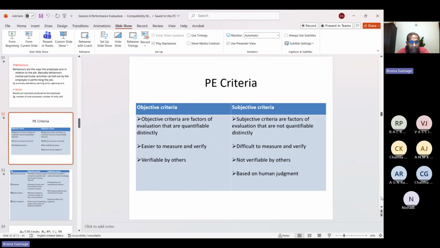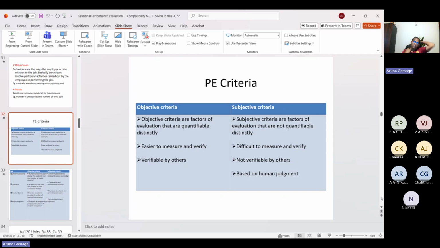So you can measure it accurately. You can count the number of units. So you can verify the evaluation of one by the evaluation of another one. If two evaluators are evaluating, most probably the evaluation will be the same, not different, right? Can calculate accurately, verifiable, right? So in case of a sales representative, number of units sold. So we can count the number of units sold. Whoever evaluates, they give the same.